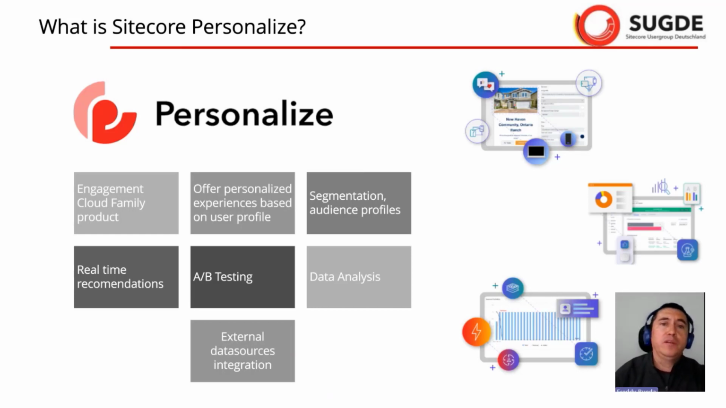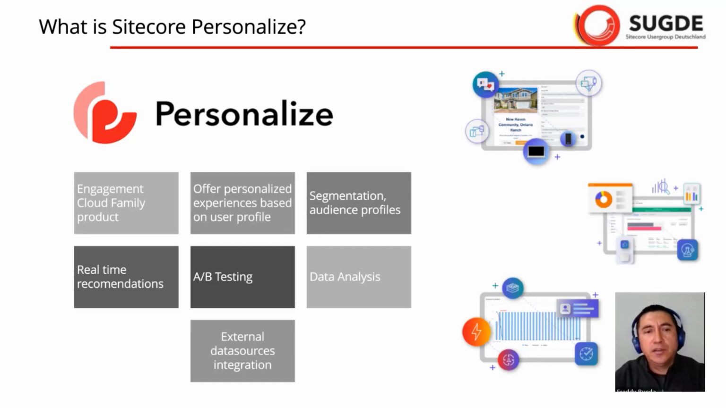It's part of the Engagement Cloud family from Sitecore, and it's a tool that can offer personalized experiences based on the behavior of the customers or users of our sites. Personalize can take all the data the user is tracking on our site, and it also lets us segment our clients or make audience profiles to group what kind of users my site has, and with that segmentation make personalizations or experiences based on that behavior.